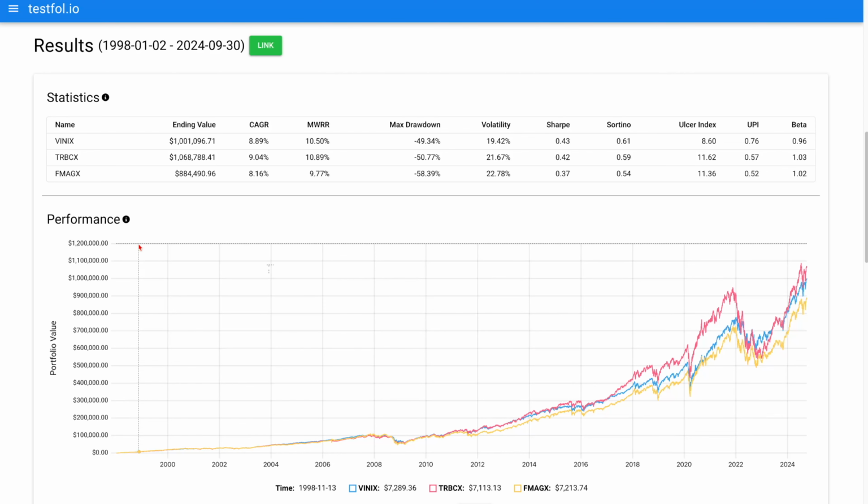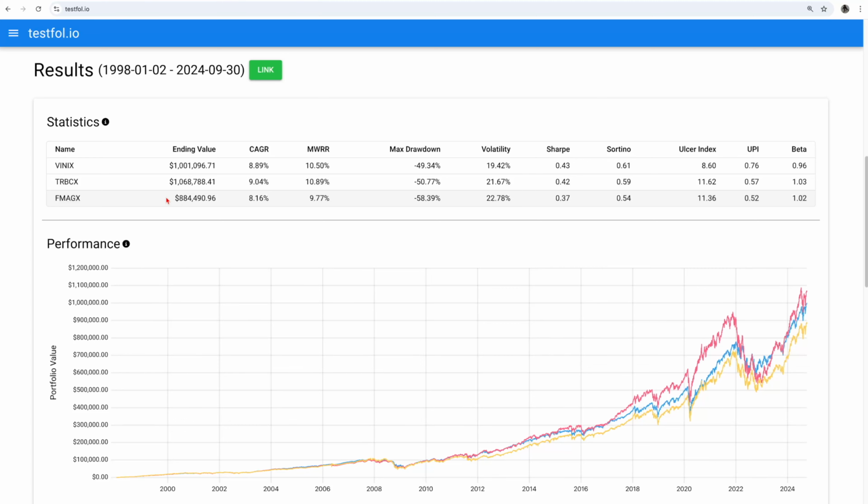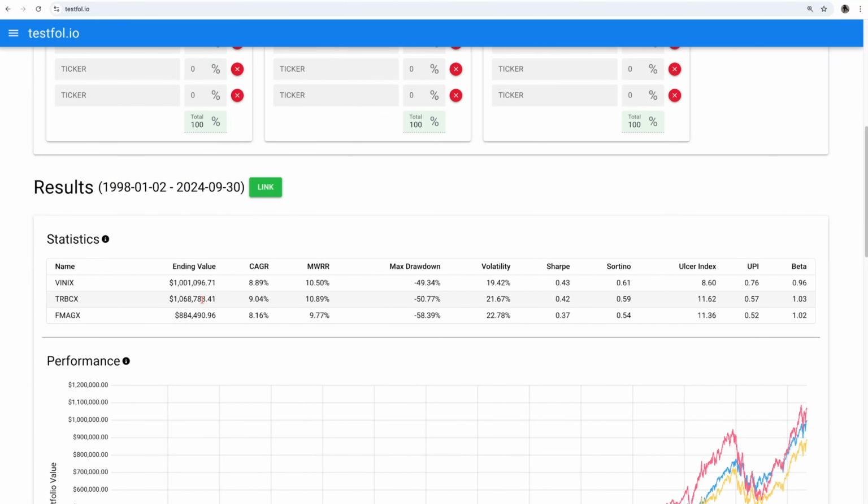And if you look at the VI9X, the ending value is still 1 million because the expense ratio is only 0.04%. You get to keep your money, and your money continues to compound. So now you look at the performance with the fees. Fidelity Magellan, even though it's an actively managed fund, is underperforming the other two funds, and it's underperforming the S&P 500 index fund.